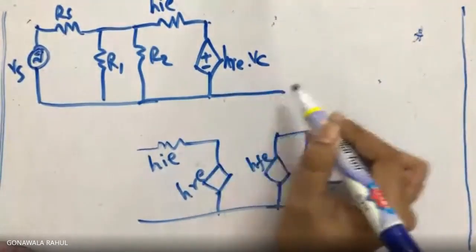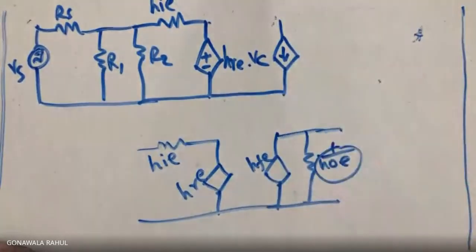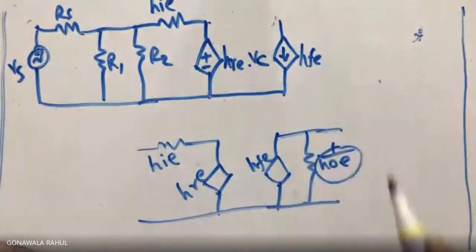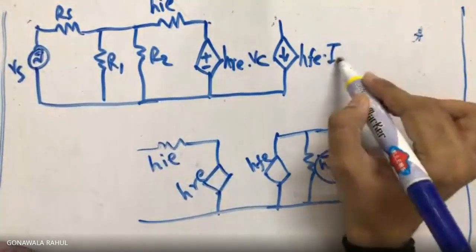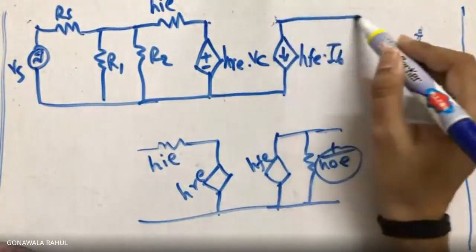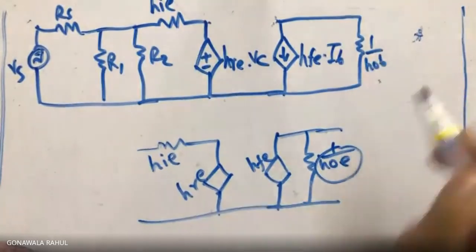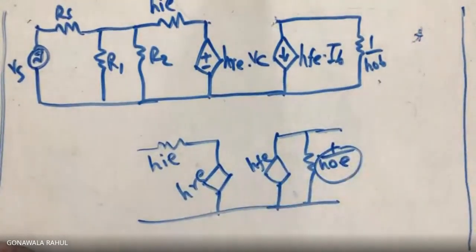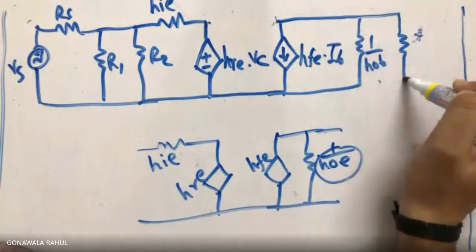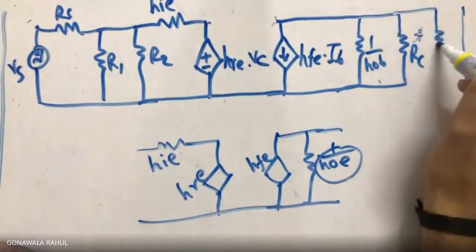Then we have a dependent current source, that is HFE into IB, that is input current, the base current. Then we have 1 by HOB. So this was the replacement of transistor. Then in addition we have at collector RC, then we have RL also.